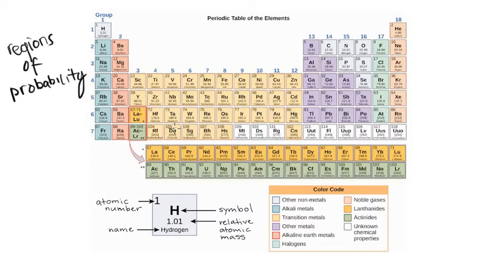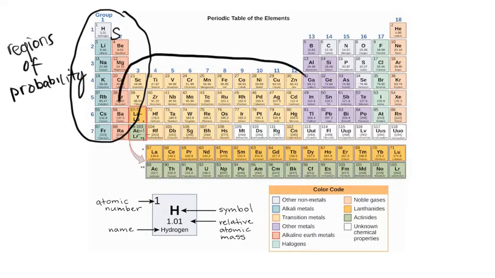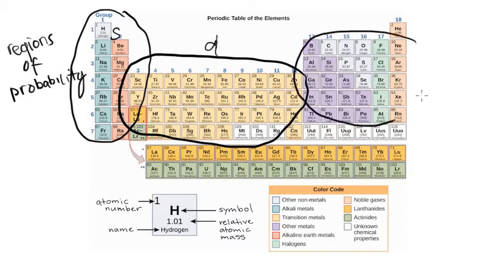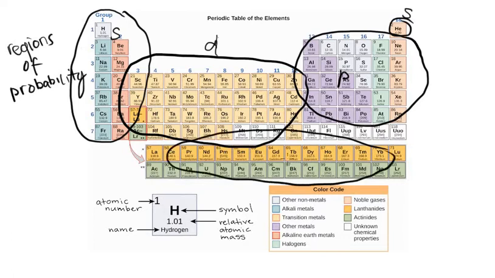There are four different shaped orbitals. And the way I like to picture it is in terms of the periodic table. These two columns are the s orbital. The transition metals block is the d orbitals. This block here is the p orbital. This is also the s orbital. And this is the f orbital, the lanthanides and actinides. These are the f orbitals.